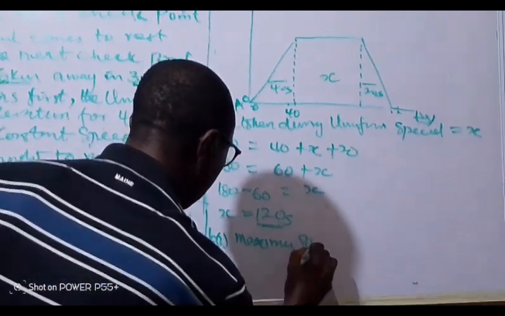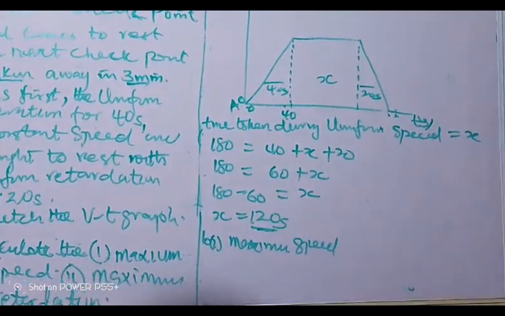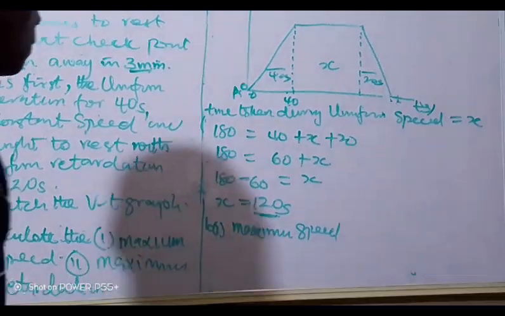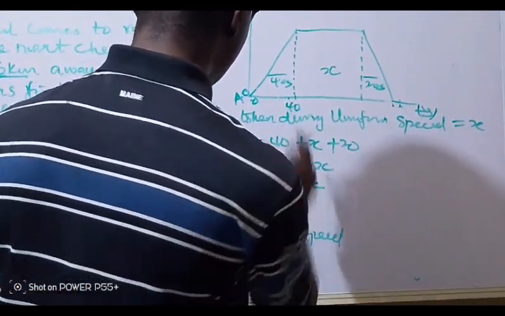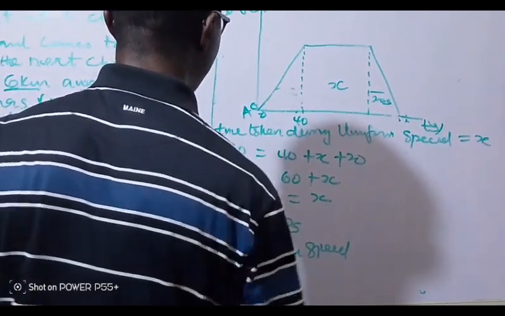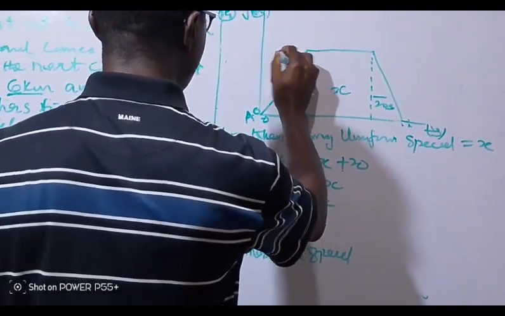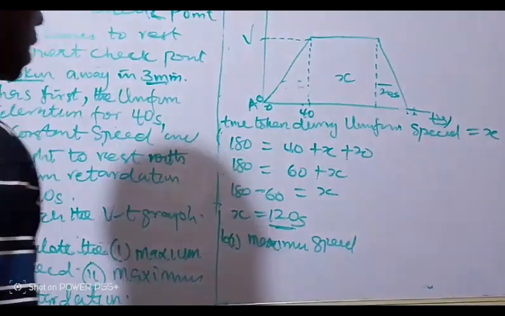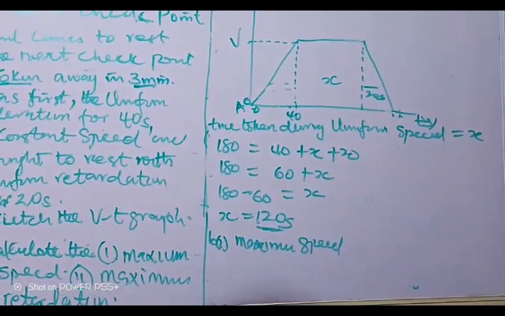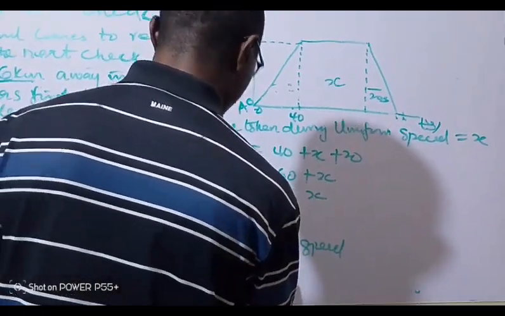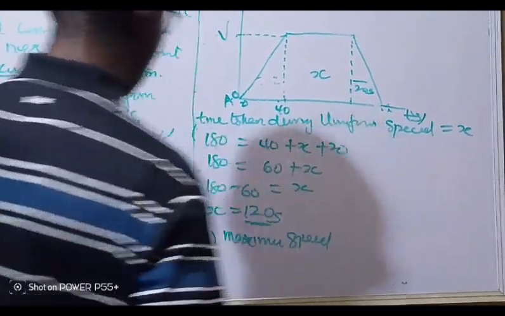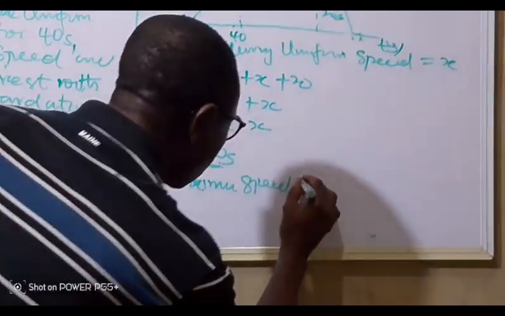speed. So without wasting our time, since we are able to draw the velocity time graph, maximum speed will now give us this. Let's clean up this one. That is the speed along this place that we don't know. But the question says, since we know the time at this particular point is 40 seconds, as I said, maximum speed is v.